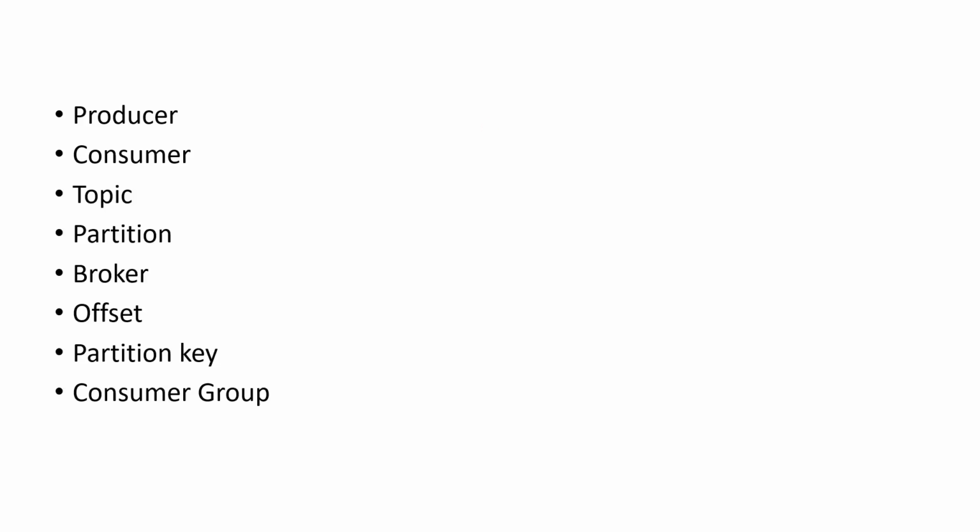In this video, we are going to learn Kafka jargons. Kafka jargons are nothing but the terminologies used in Kafka. So these are the terminologies we come across when we are working on Kafka: producer, consumer, topic, partition, broker, offset, partition key, consumer group. In the following slides, we are going to learn each of these components.